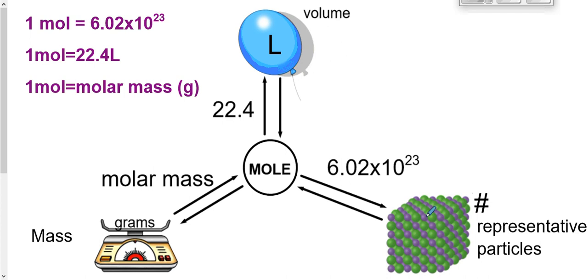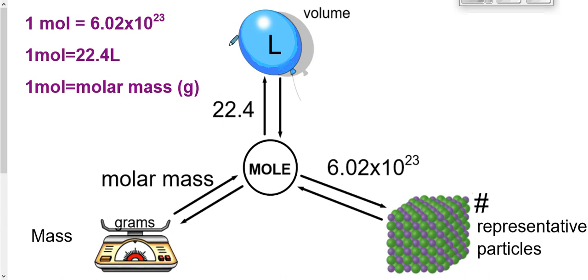If I want to measure a mole of a substance, we found out that 1 mole of any substance is equal to its molar mass in grams, and also that 1 mole of any gas would occupy 22.4 liters of volume at standard temperature and pressure. These are our 3 truths that we have available to us when we convert between moles.